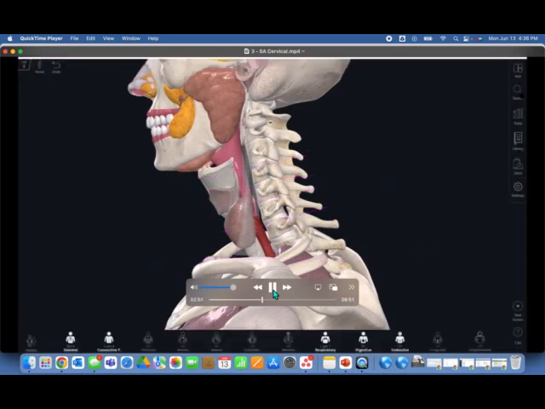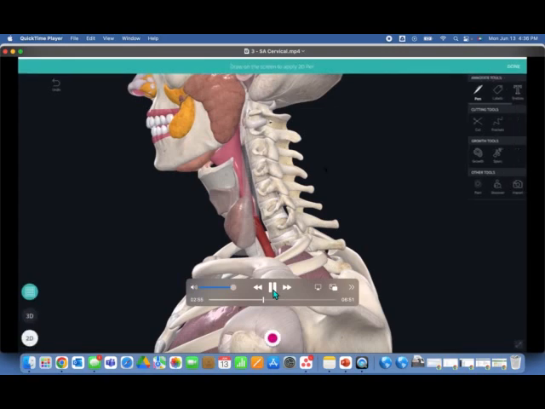Okay, so let's look at our surface anatomy from a lateral aspect. Some structures we'll be interested in here. Number one will be the mastoid process, just inferior to the ear. We can palpate that. Just inferior to that will be the transverse process of C1.